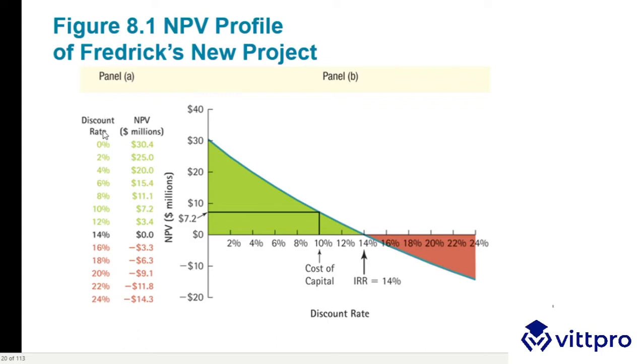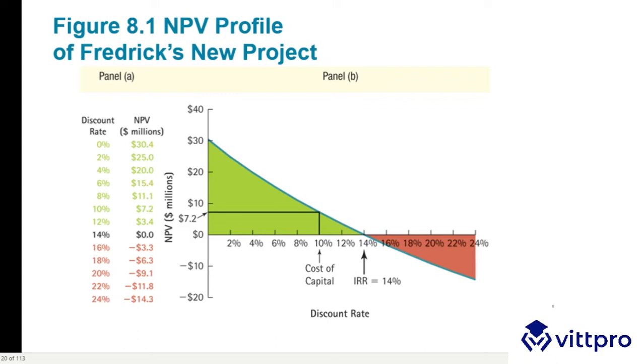When we calculate the NPV at different rates, we get different NPVs, right? And we plot them on a graph chart. Here you will see the NPV goes to 0 at 14%. So this 14% is called the IRR, or internal rate of return, at which the project will give 0 NPV, means no profit, no loss.